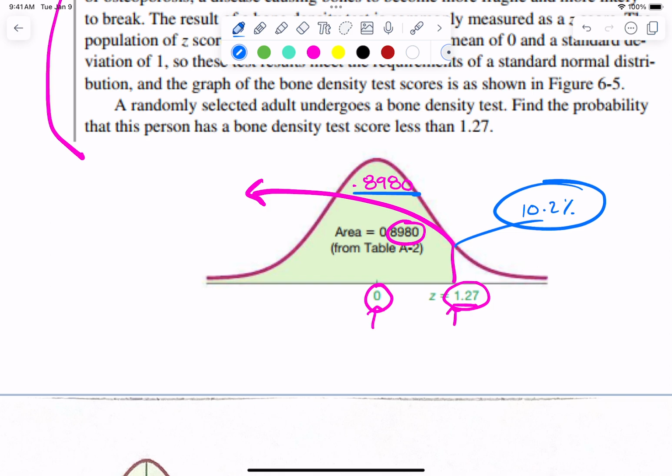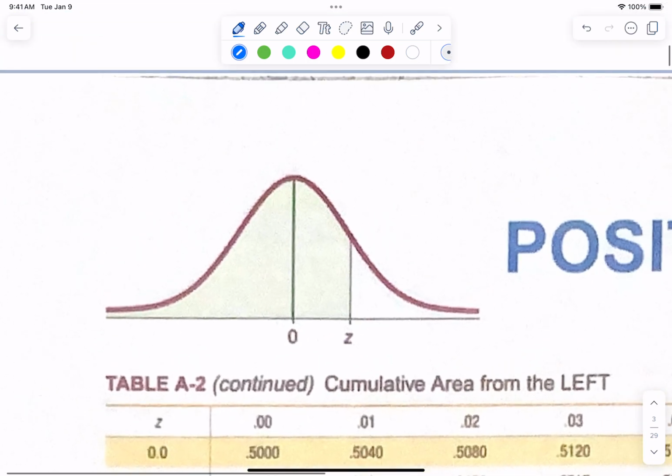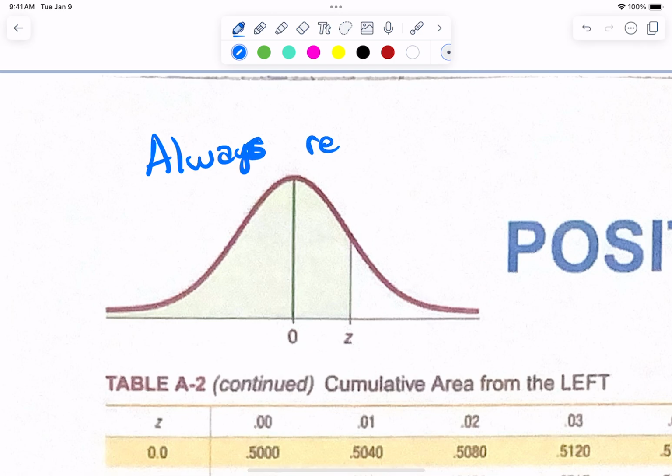Now, the way that this works is your chart always reads left, okay? The way that this chart is set up, regardless of what number you are looking up in this chart, it will always tell you how many people are lower than you. Got it? Always lower than you. So if you ever want to know how many people are above you, don't stop when you look up this number in the chart. You're going to have to subtract that, right?